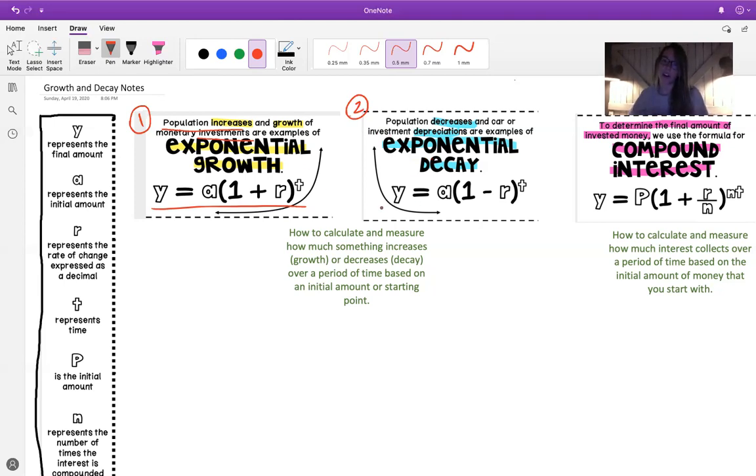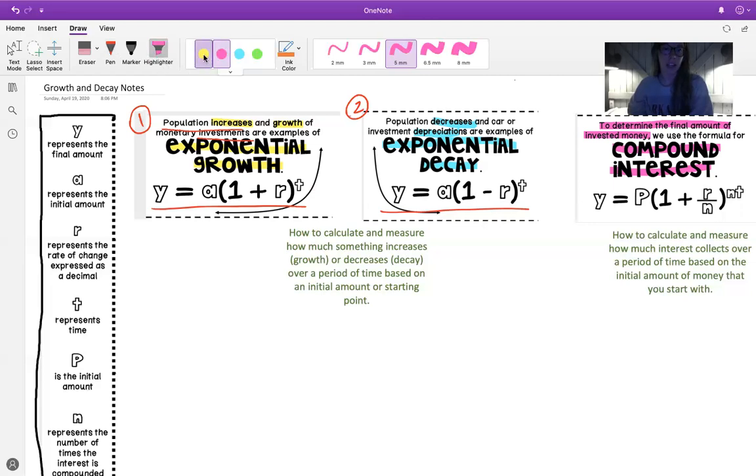Okay, so these are essentially the formulas that they have to find that rate at which something is increasing exponentially or decreasing exponentially. Okay, so these formulas are how to calculate and measure how much something is increasing. That's the exponential growth, or if it's decreasing, that's the exponential decay over a period of time based on an initial amount or starting point. Okay, so we're going to look at some real world situations here in just a second that show how to calculate that growth from a starting amount.